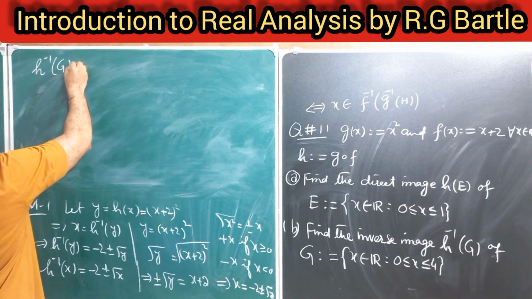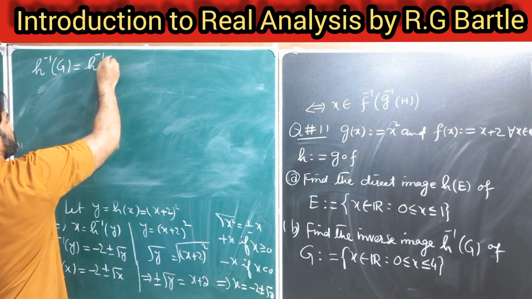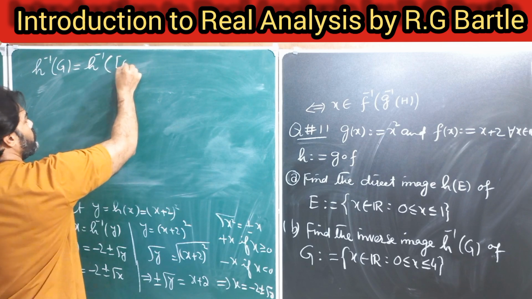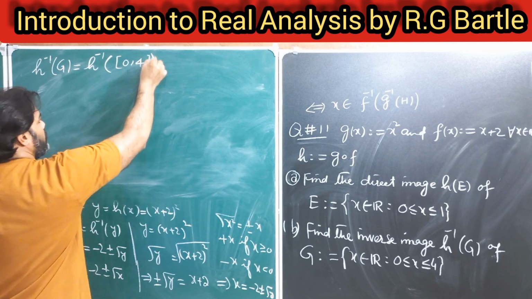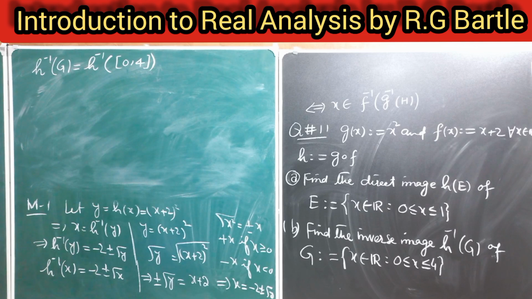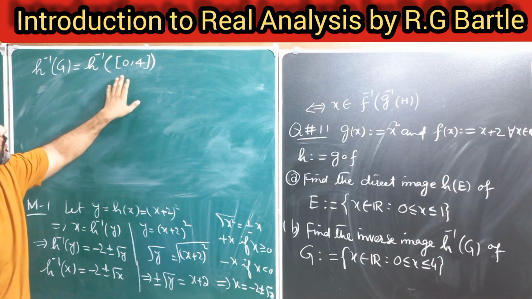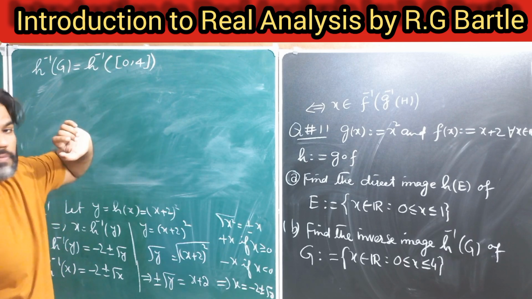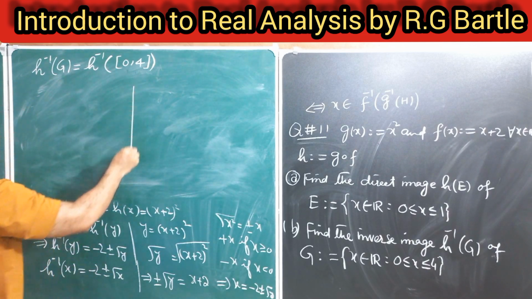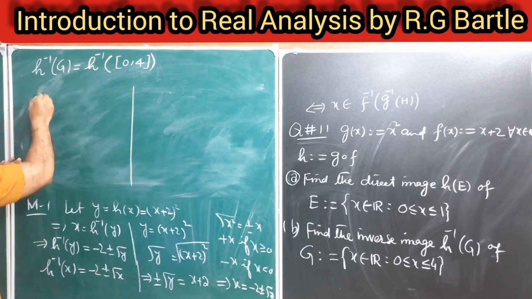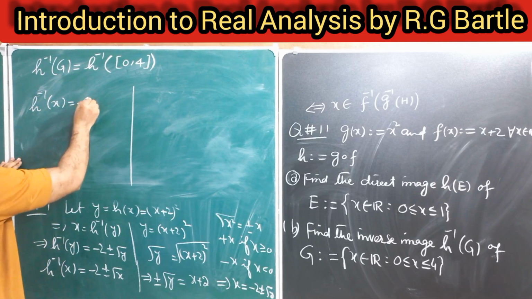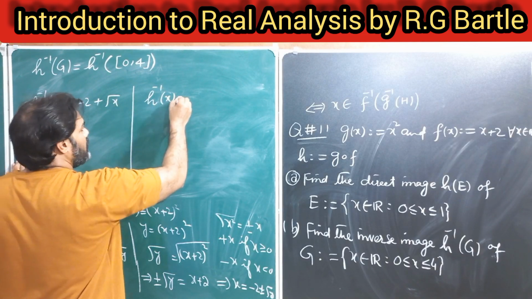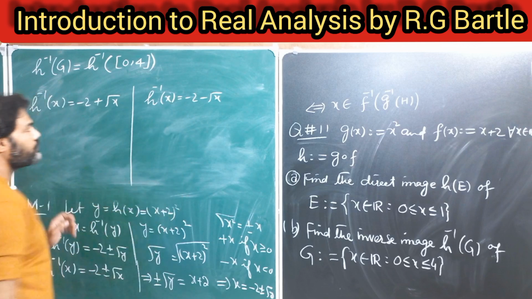H inverse g is simply equal to h inverse over the closed interval 0 to 4. This is my target to find. What would be the values of this set when we operate h inverse over 0 to 4? So if we take the first part, h inverse x is given by minus 2 plus square root x, and here we take the second part, h inverse x is equal to minus 2 minus square root x.